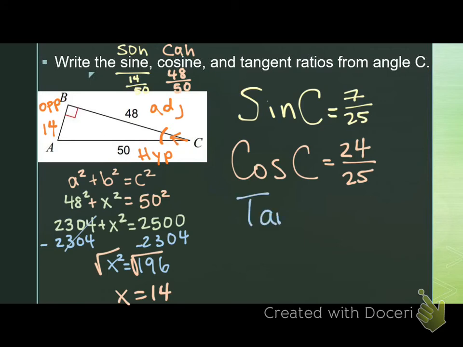And then last is tangent. Tangent of C. So tangent is TOA. So what is the opposite? Over the adjacent, which is 48. Again, they're both even. This will reduce to 7 over 24.